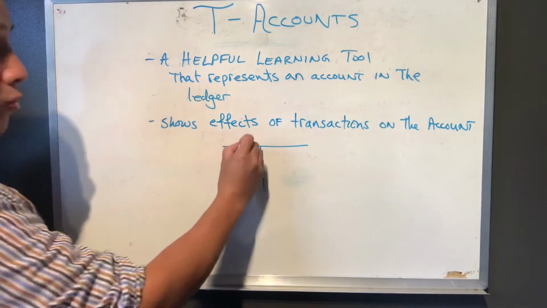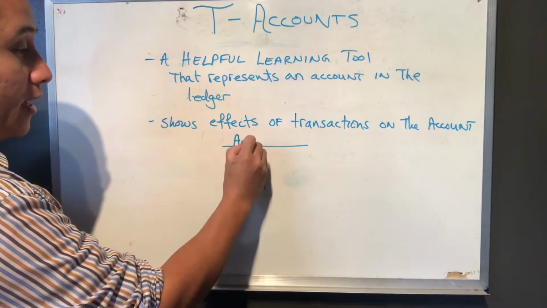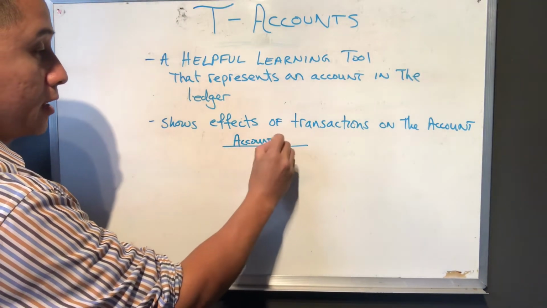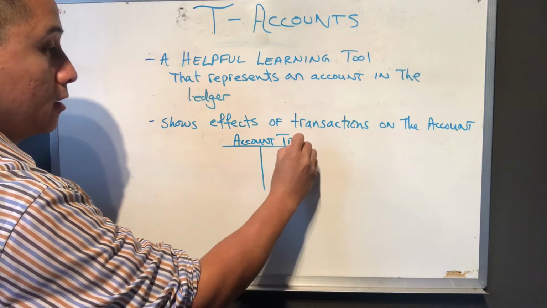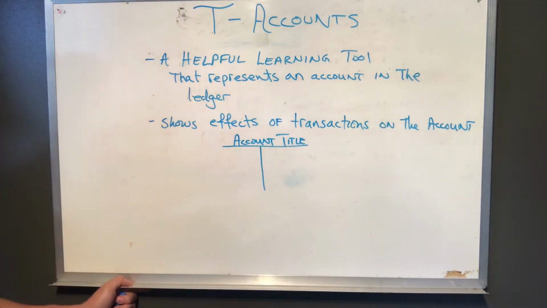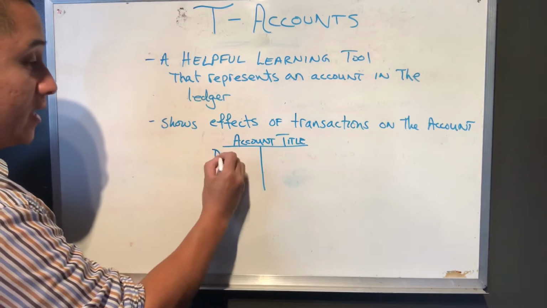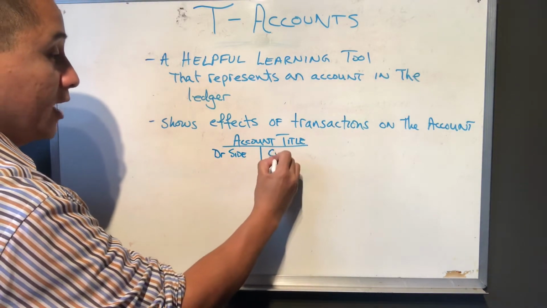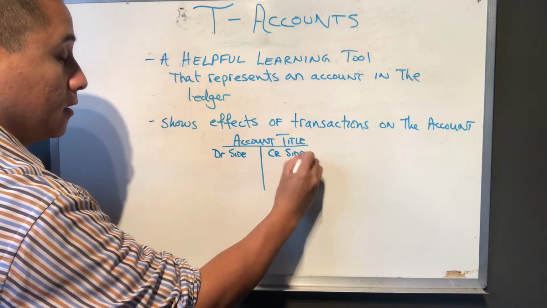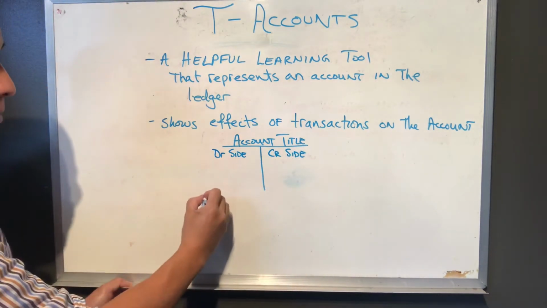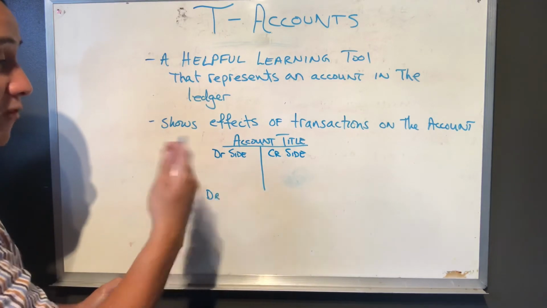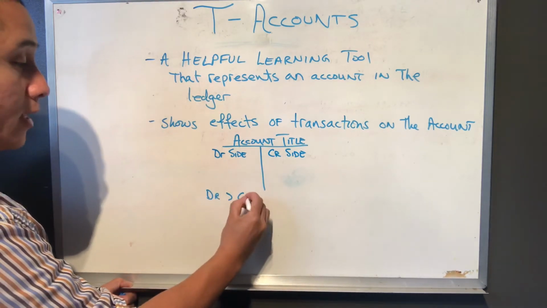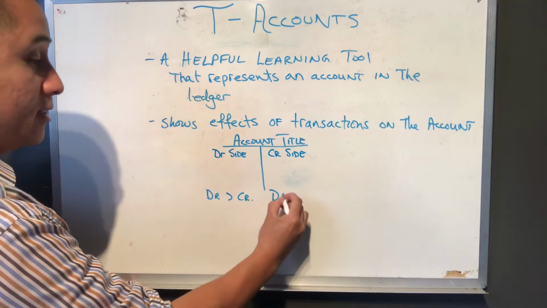Okay, so on here, normally you would have the account title. So it could be cash, any assets, liabilities, equity, revenue, expense, anything like that. On the left side, you would have the debit side, and then over on the right side, you would have the credit side. Now if the sum of all the debits is greater than the credits, then you'll have a debit balance.